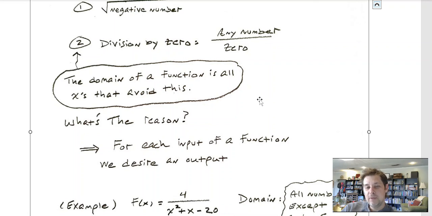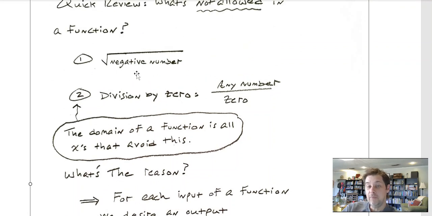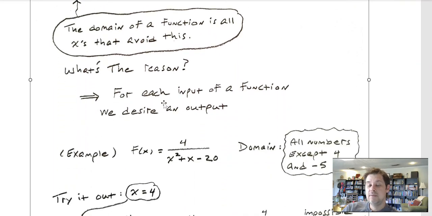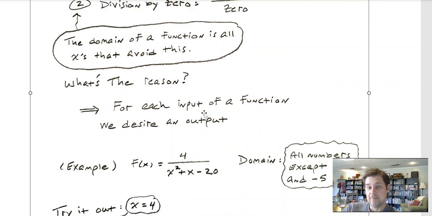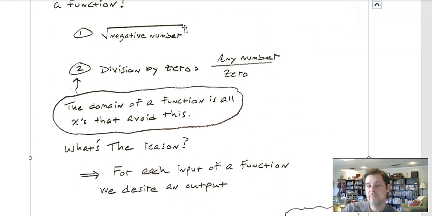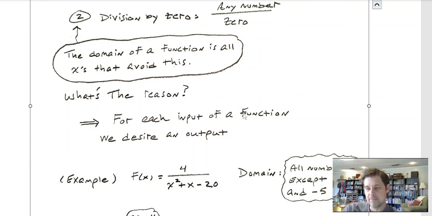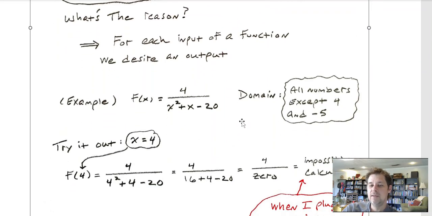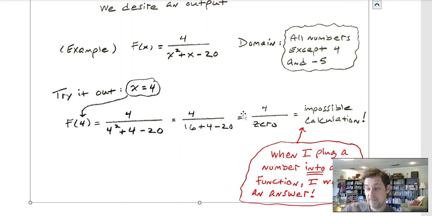And the reason that we avoid roots of negative numbers and division by zero is that when we plug a number into a function, we want an answer back out. And if you end up with the root of a negative or dividing by zero, then you won't get an answer back out. Okay, so that's the rationale behind it. Let me give you an example, a quick example of that.